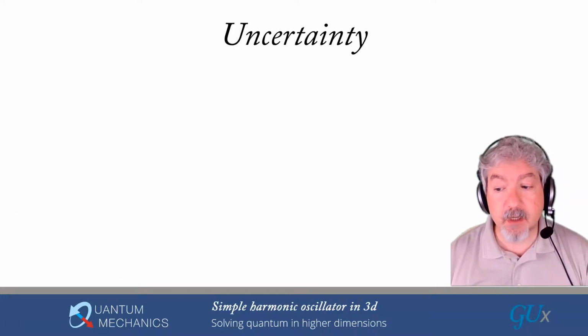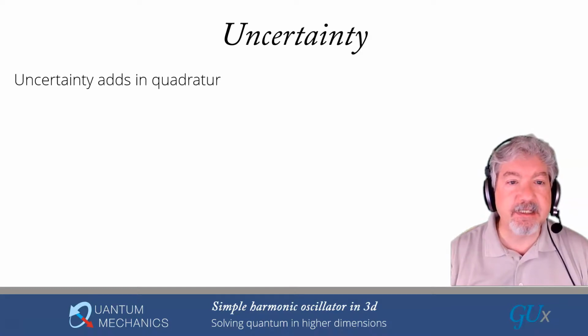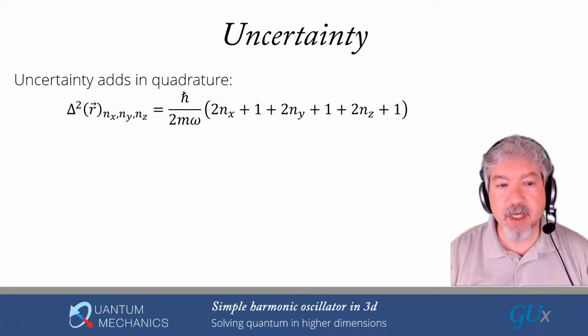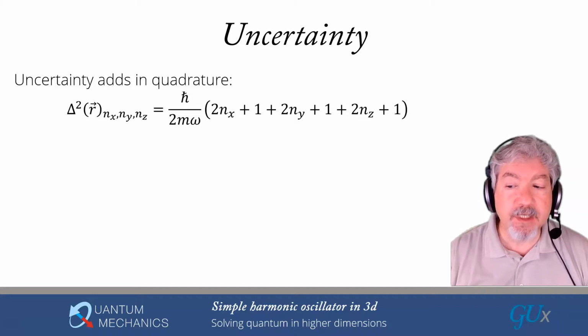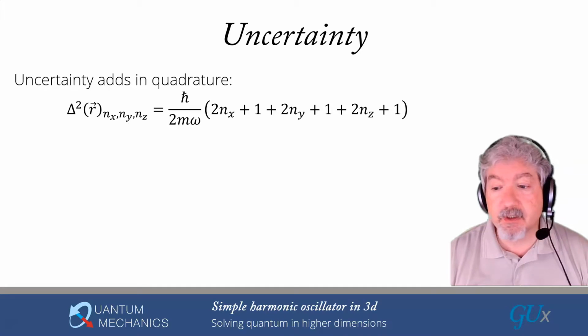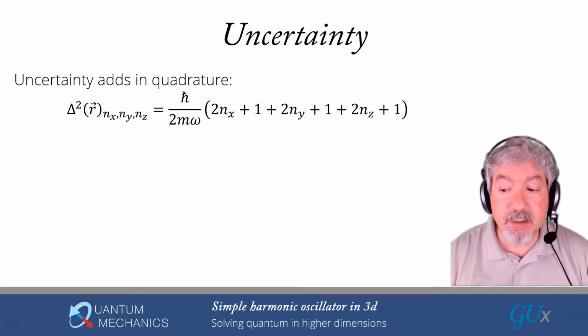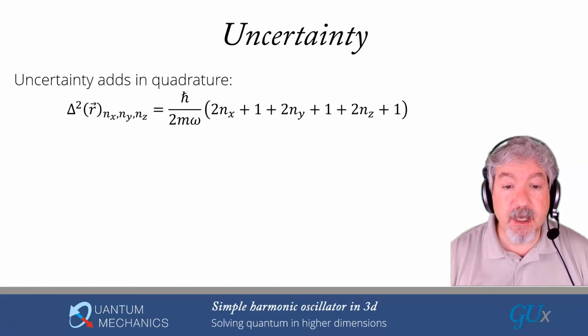All right, there's one last thing I want to cover. That's uncertainty. Uncertainty adds in quadrature when we have higher dimensions. What do I mean by that? Well, if I calculate the delta squared of r for nx, ny, and nz, it actually is just the sum of the delta squareds for each of the different spatial directions. You can arrive at this conclusion by remembering that it is ex over omega x plus ey over omega y plus ez over omega z, and then I just add them together.